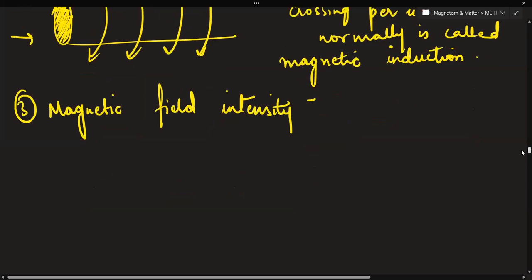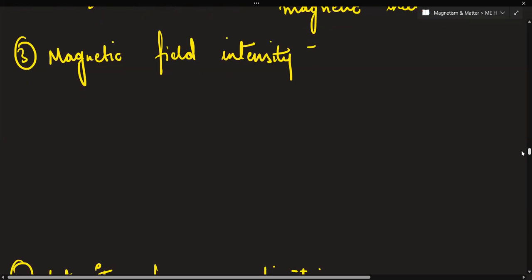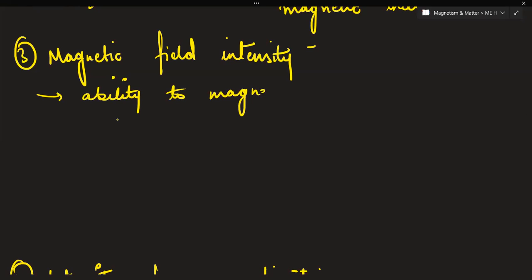Then you have magnetic field intensity. Now magnetic field intensity is important. From here you have a new term. Magnetic field intensity means the way you have electric field. That amount of electric field that defines certain area, certain charge, certain strength, you call the magnetic field intensity. You have intensity of magnetization also. That's a different thing, I'll tell you. But what is magnetic field intensity? It's the ability of the magnetic field to magnetize a material. That is known as magnetic field intensity.